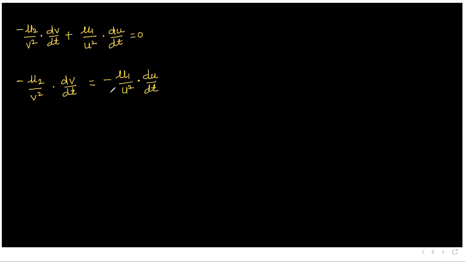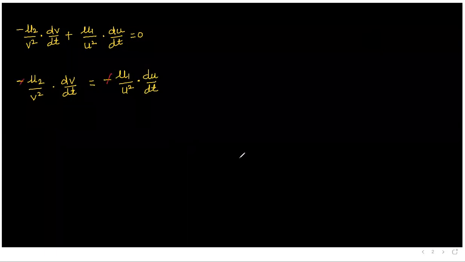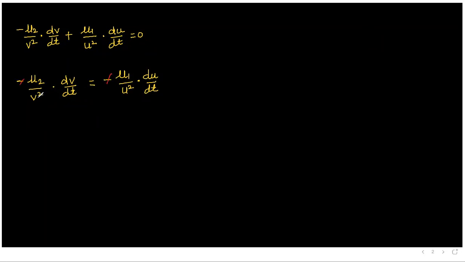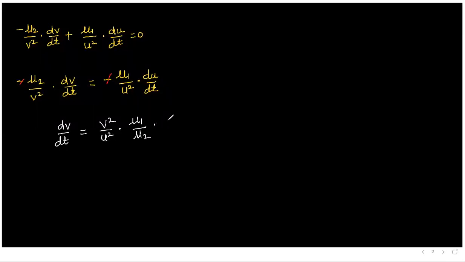Okay, now this minus minus cancel, and what I'm doing, this v square I'm transferring here, and this mu1 also that side, everything just dv by dt here. So dv by dt is equal to, you see this v square will go here, so v square by u square into this mu2 here, and this is mu1, and u is, you only know. So this mu1 by mu2 will come here. This is mu1 and this mu2 is coming here, and this is du by dt.